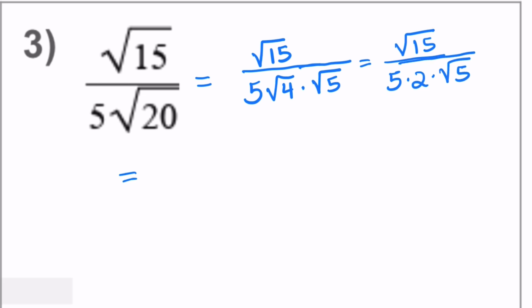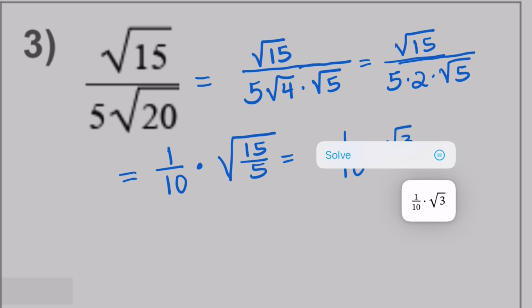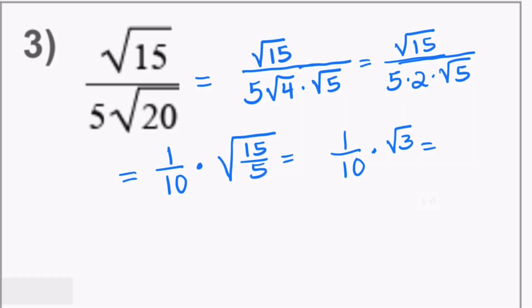Now let's keep going. Again, the square root of 5 and the square root of 15, I'm combining those together under one radical. And then I can combine the 5 and 2. So I get 1 over 10. And then I'll put this under one radical, 15 over 5. So I get 1 over 10 times the square root of 3. And so I can combine the 2. Look at this thing. And you get the square root of 3 over 10. And you're done.